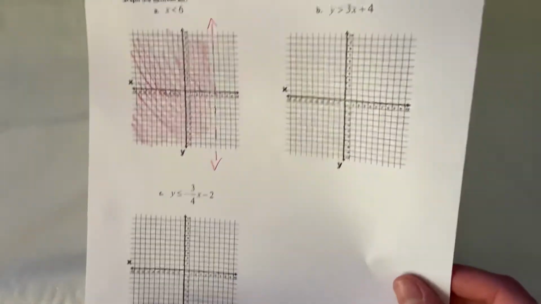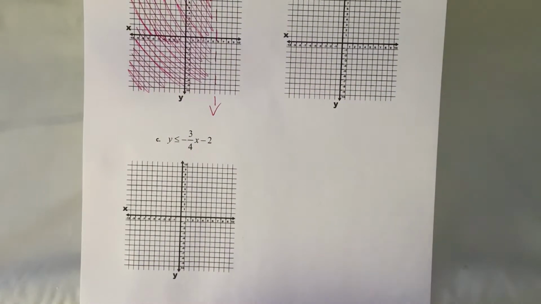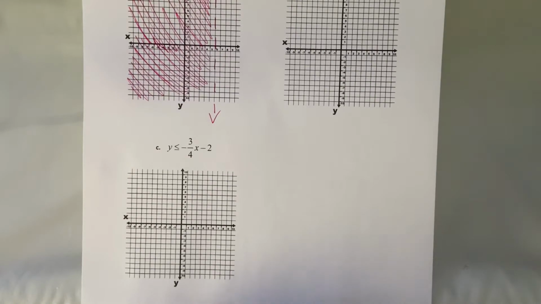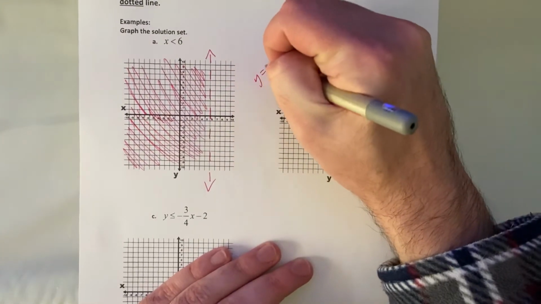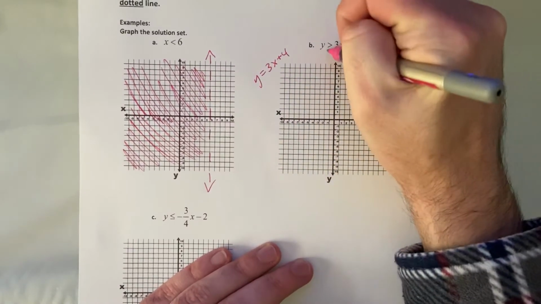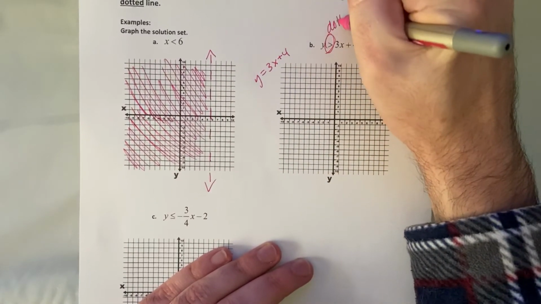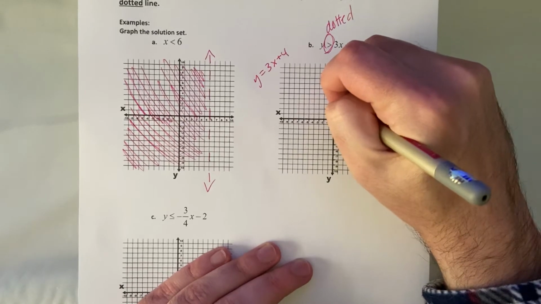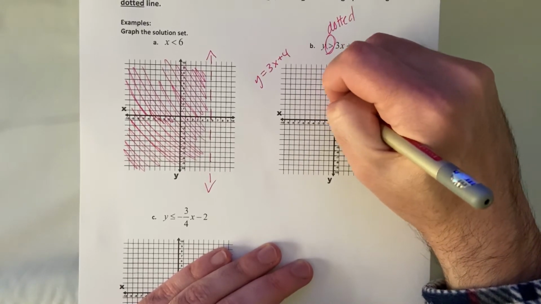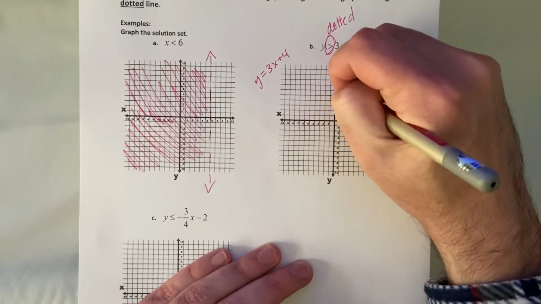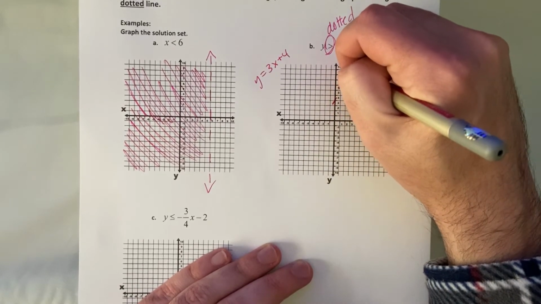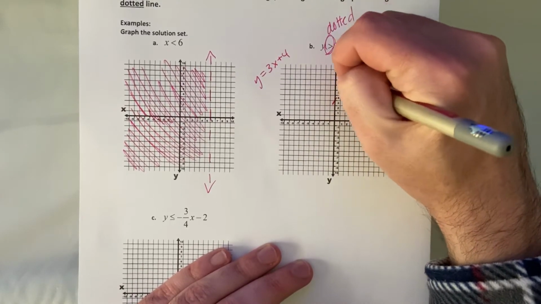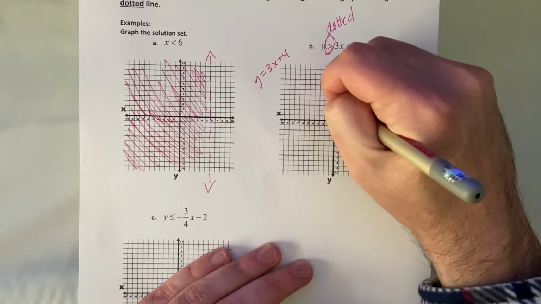We'll do B as well, and we'll skip C. Y is greater than 3x plus 4, so this is already solved for you. We're going to graph the line y equals 3x plus 4, but this greater sign means, again, it's a dotted line. Start at 4, go up 3 over 1. So this is how I do it. I make a dash from there to the next spot, 3 over 1, to kind of roughly simulate what's happening.